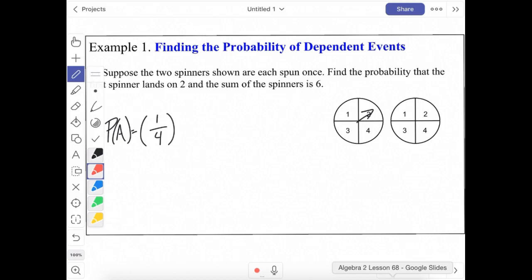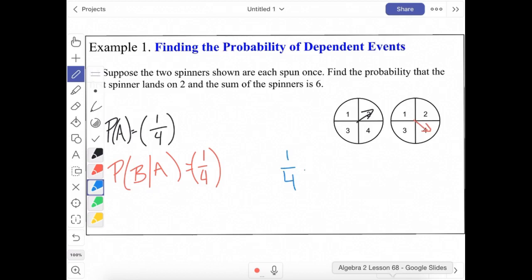Now the probability of B given A, so we're looking at the probability that we get a sum of 6 with this happening. So how many options do we have for that second spinner if our first spinner is a 2? The only thing that we could spin in order to get a sum of 6 would be that 4. So the probability of B given A is also equal to 1/4. Then we take these two probabilities and multiply them together. So we have 1/4 times 1/4, and we get 1/16. So the probability of getting a 2 and then having a sum of 6 would be 1/16 in this scenario.